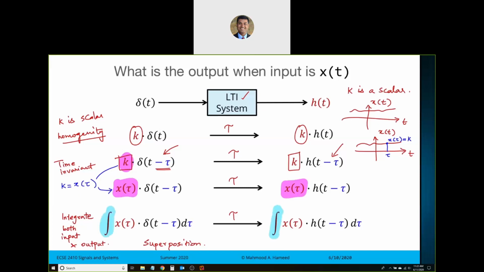Now I want you guys to notice what this is. The thing in the box. By using the sampling property that we discussed in the previous lectures, I can say that that is essentially x of t.